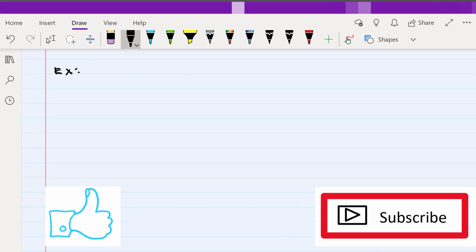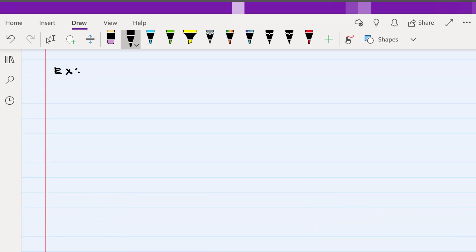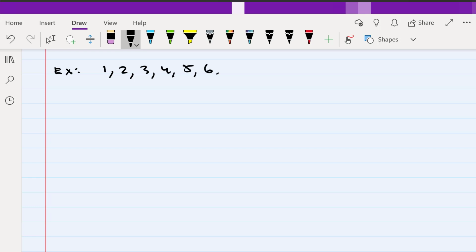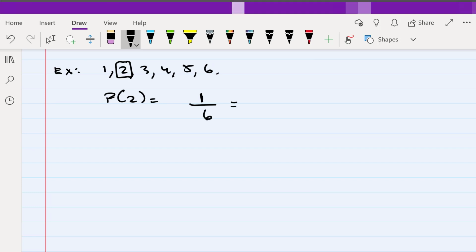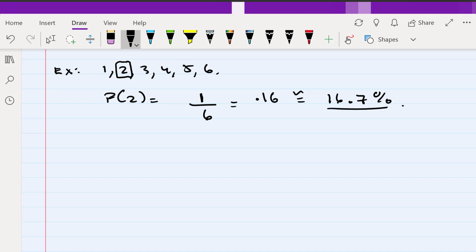Suppose I was asked to find the likelihood that if I had a die and I rolled a die and I said, what's the likelihood of a two coming out? Well, on a die, I have six sides, right? I have 1, 2, 3, 4, 5, and 6. So if I said, what is the likelihood of a two occurring? Well, there's only one 2. So the probability of two occurring is there's one 2, but there's six sides, so 1/6, or 0.16, or approximately 16.7%.